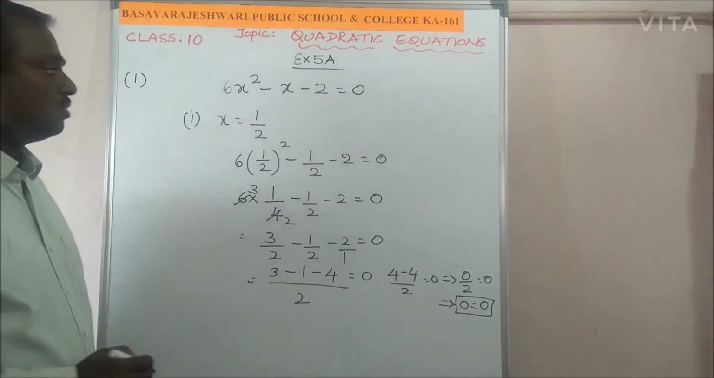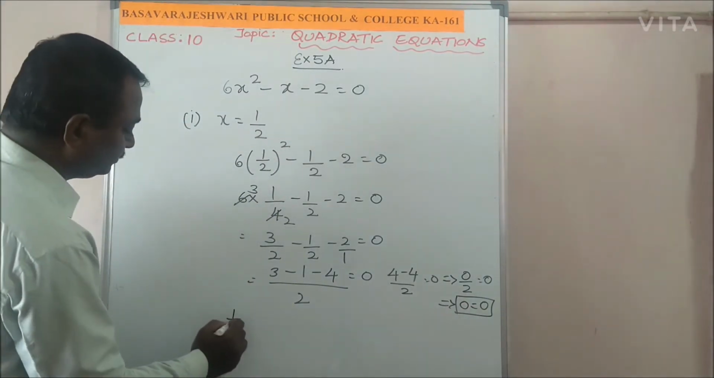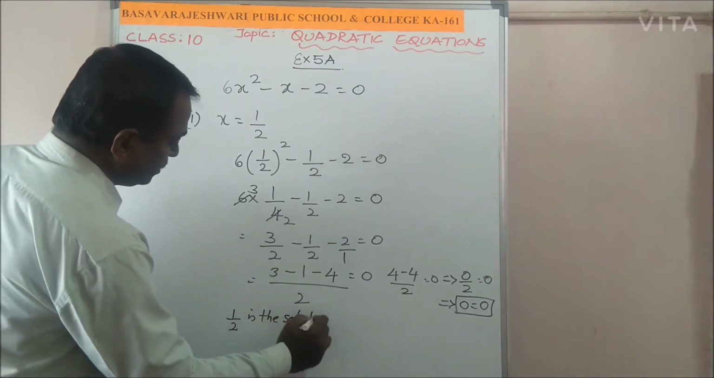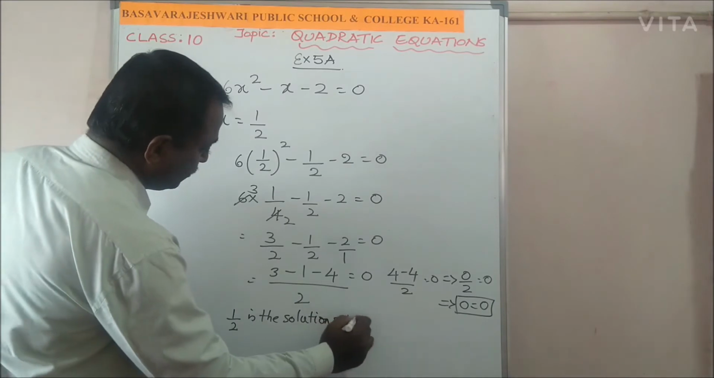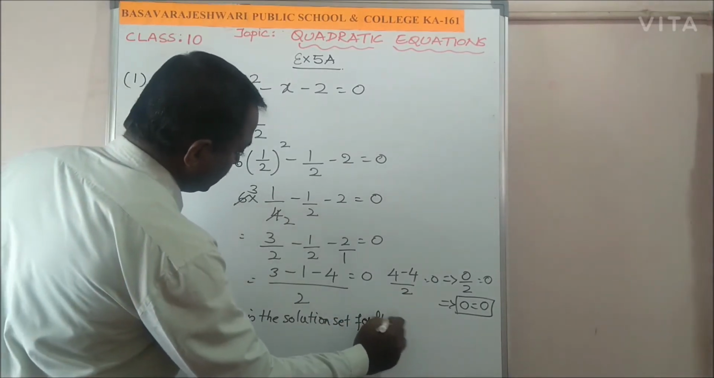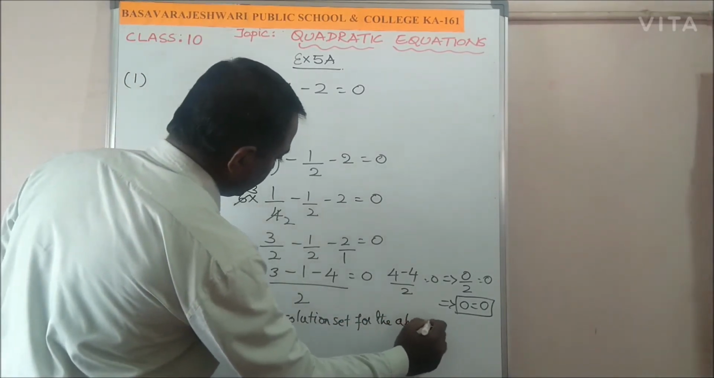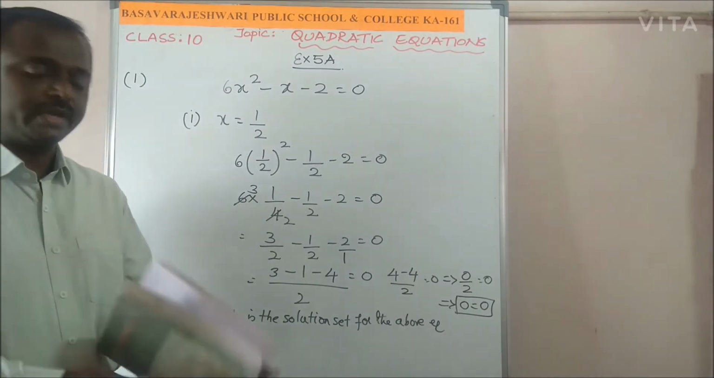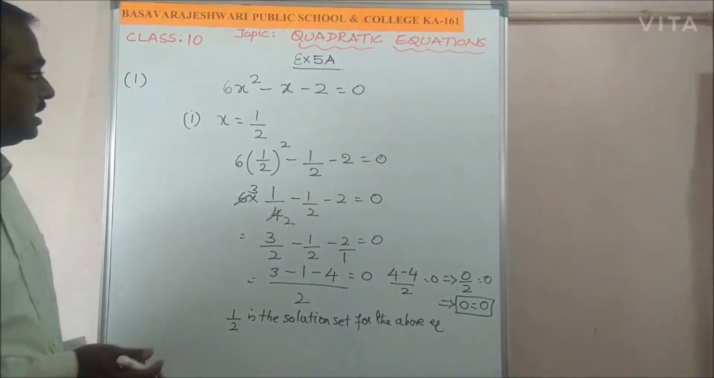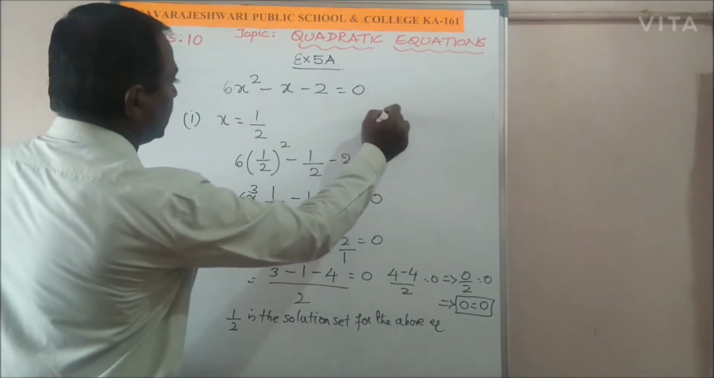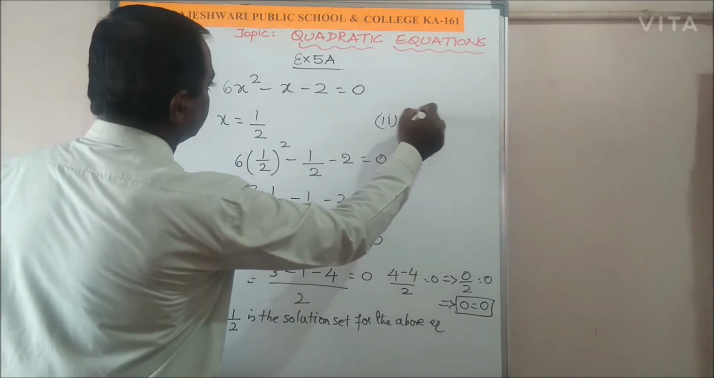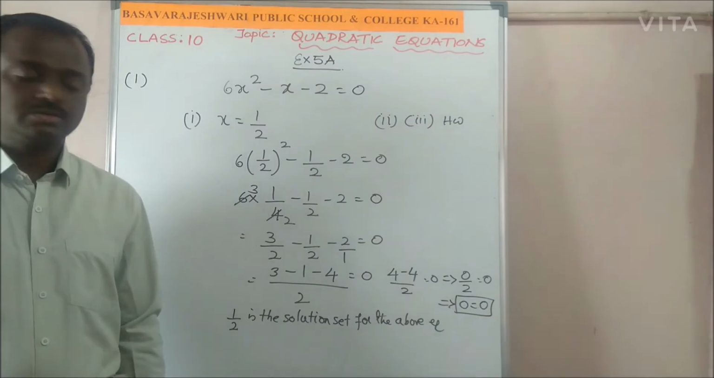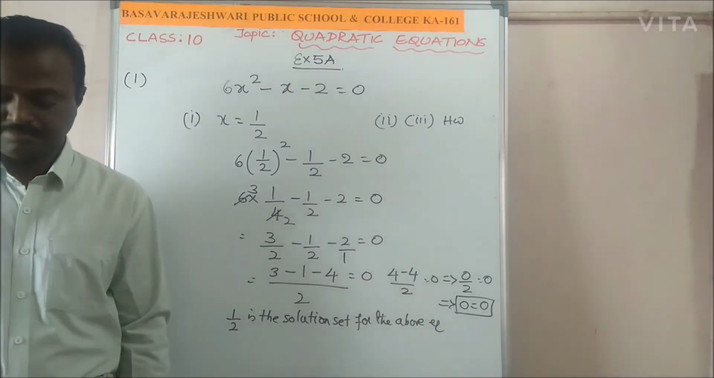That means 1 by 2 is a solution of the above equation, because it satisfies the equation. Like that, you do the second and the third. Check with the second and third values. Homework. Okay, children? Now we go on to the next sum.